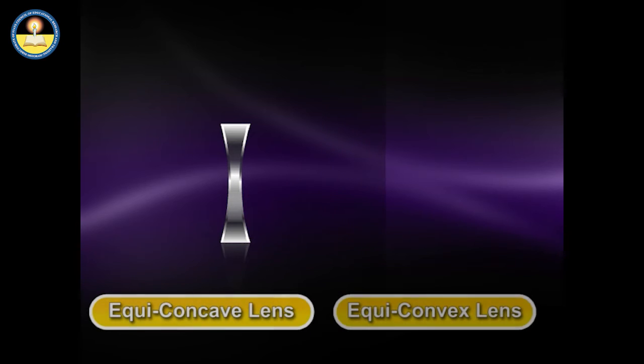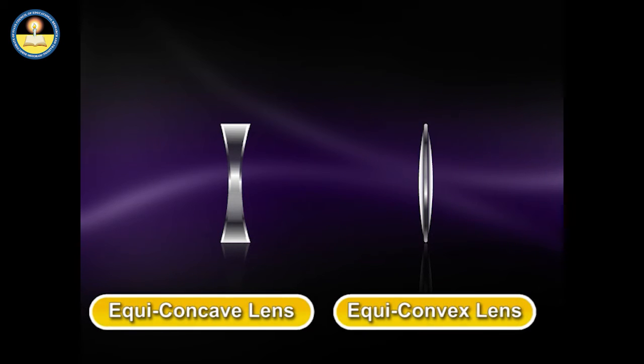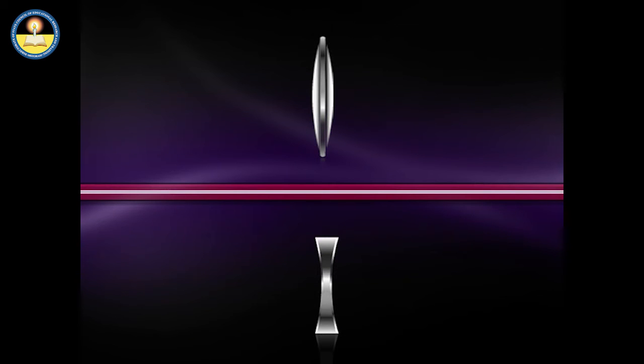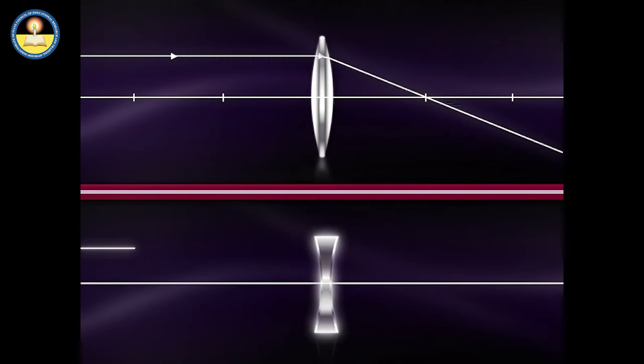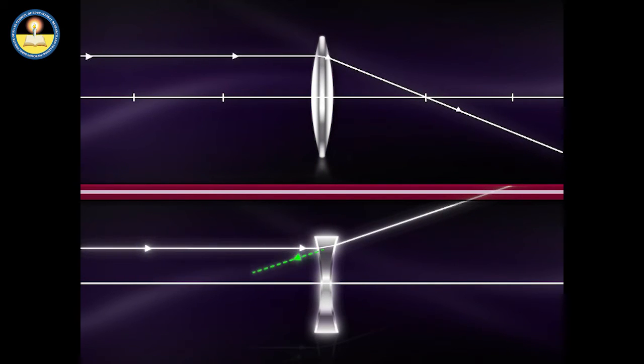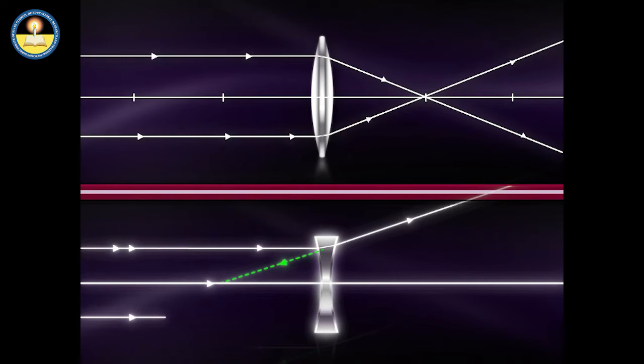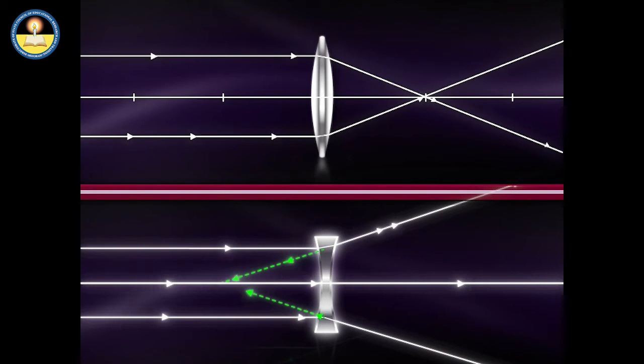Generally, we use equiconvex and equiconcave lenses, that is, lenses having both the surfaces of the same radii. Let us see the refraction of a light ray at the two surfaces of an equiconvex lens and an equiconcave lens. When a light ray is incident on a lens, its path is altered due to the successive refraction at the two surfaces of the lens.